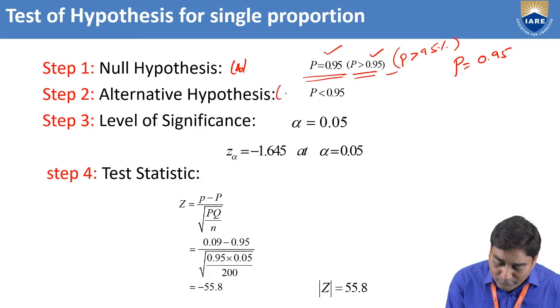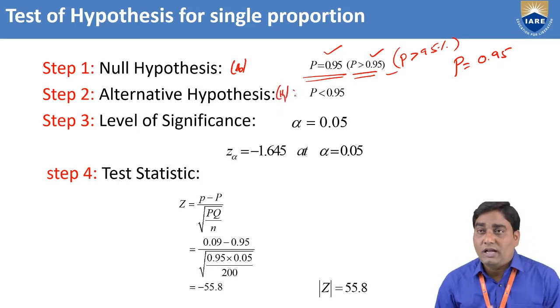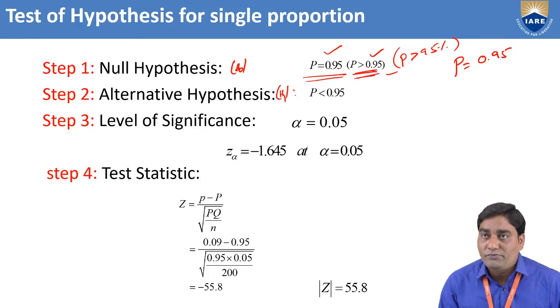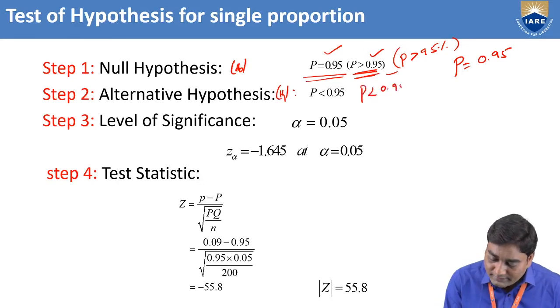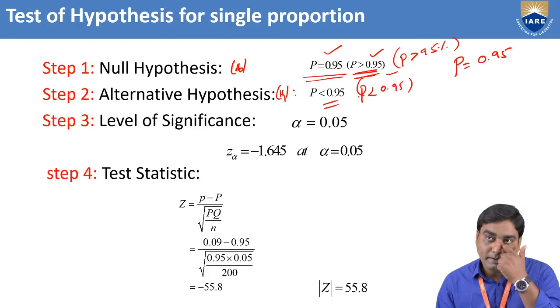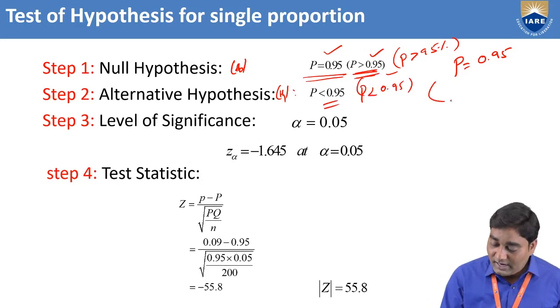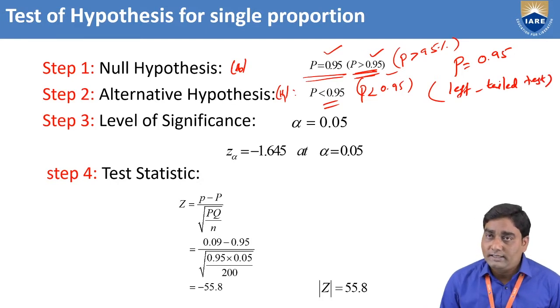Now the alternative hypothesis H1, we are going to set up against the null hypothesis. What is the null hypothesis actually? P greater than 0.95. What is the opposite statement? P less than 0.95. That's why we have taken P less than 0.95. Less than means which type of test? Left-tailed test. Left-tailed test, because less than. If it is not equal to, two-tailed test; if it is greater than, right-tailed test; and if it is less than, left-tailed test.